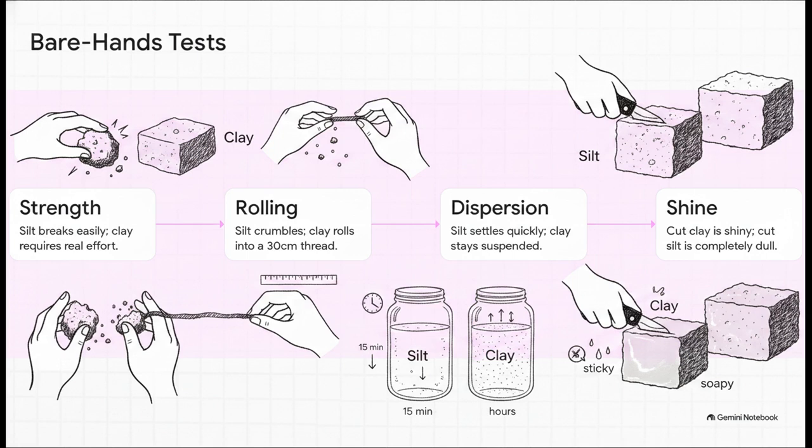Cut the wet soil with a pocket knife. Clay leaves this shiny, soapy surface, while silt remains completely dull. Just imagine that soapy, sticky feel versus a crumbly, dusty texture. Your bare hands are basically the lab equipment.